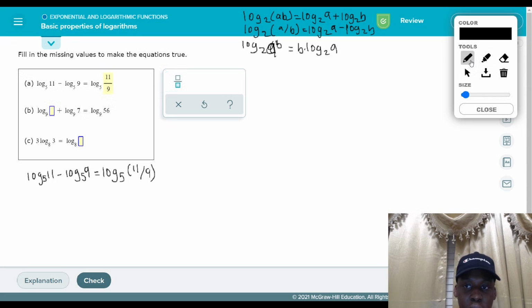Let's look at the next question. The next question is dealing with an addition. This is an addition, and whenever we're adding, we have to multiply the variables together.